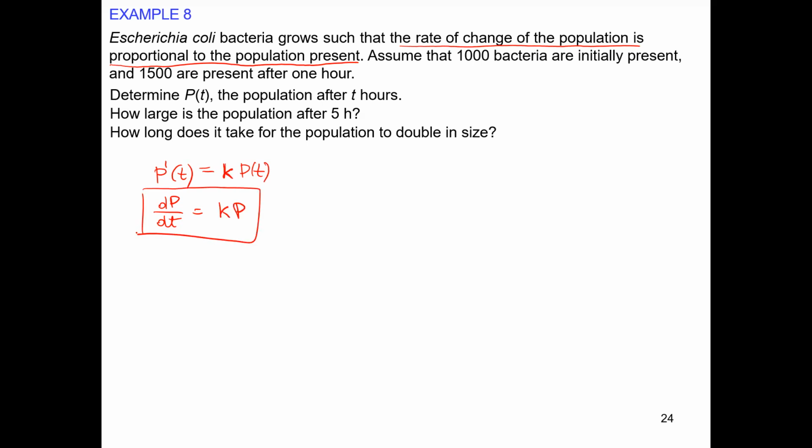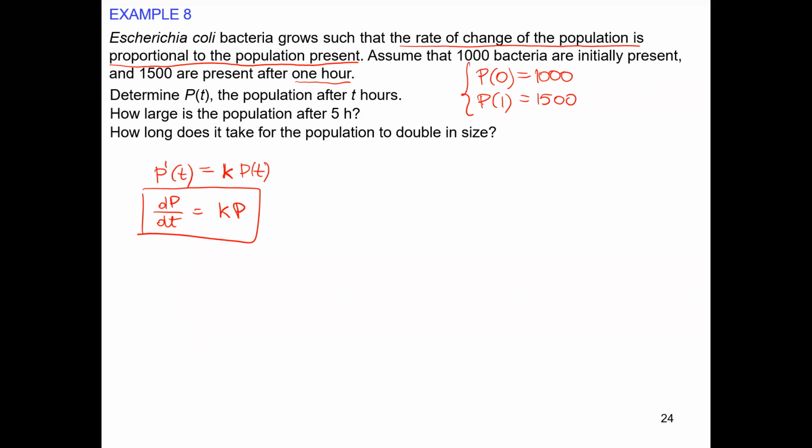Okay. We don't know the constant of proportionality. Assume that 1,000 bacteria are initially present. Good information. If time is 0, the number of bacteria is 1,000. And if time is 1 hour, after 1 hour, 1,500 are present after 1 hour. 1,500.